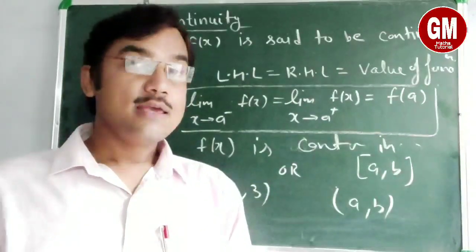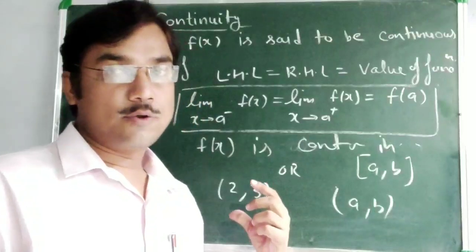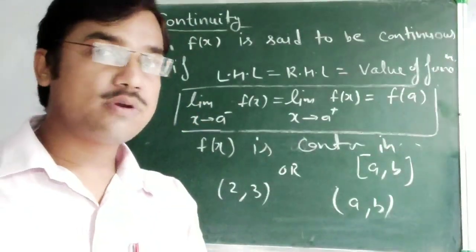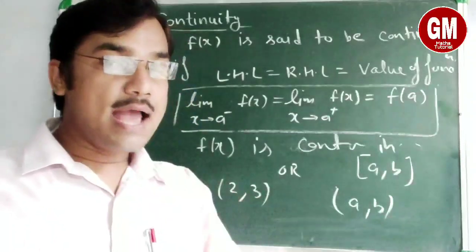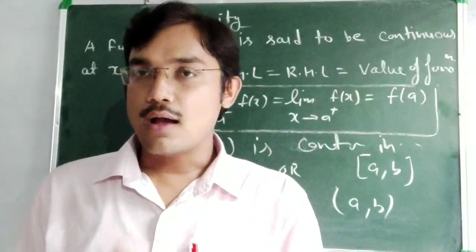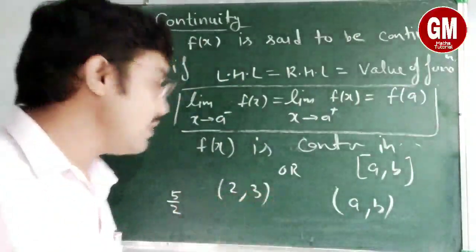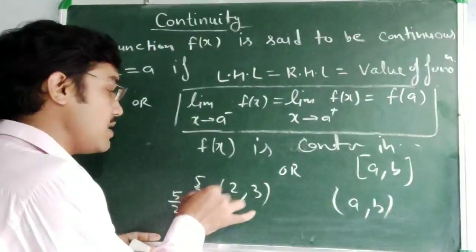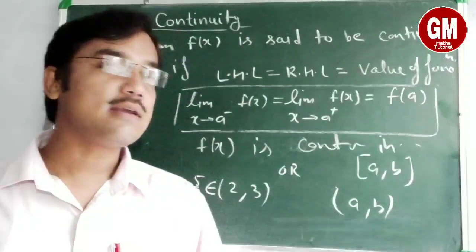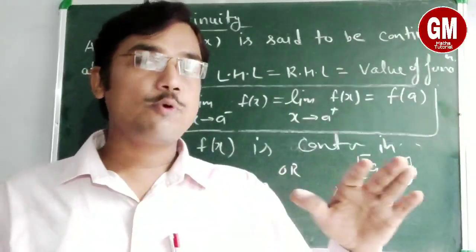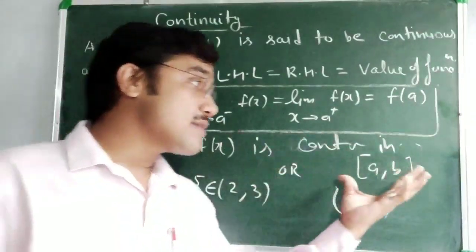It means that if you are given any open interval (a, b), like (2, 3), then first you take any one point between them and check whether it is continuous or not. If it is continuous at that particular point, 5 by 2, which lies between 2 and 3, then you can say that it is continuous at every point of the open interval. Okay, now we discuss the continuity.